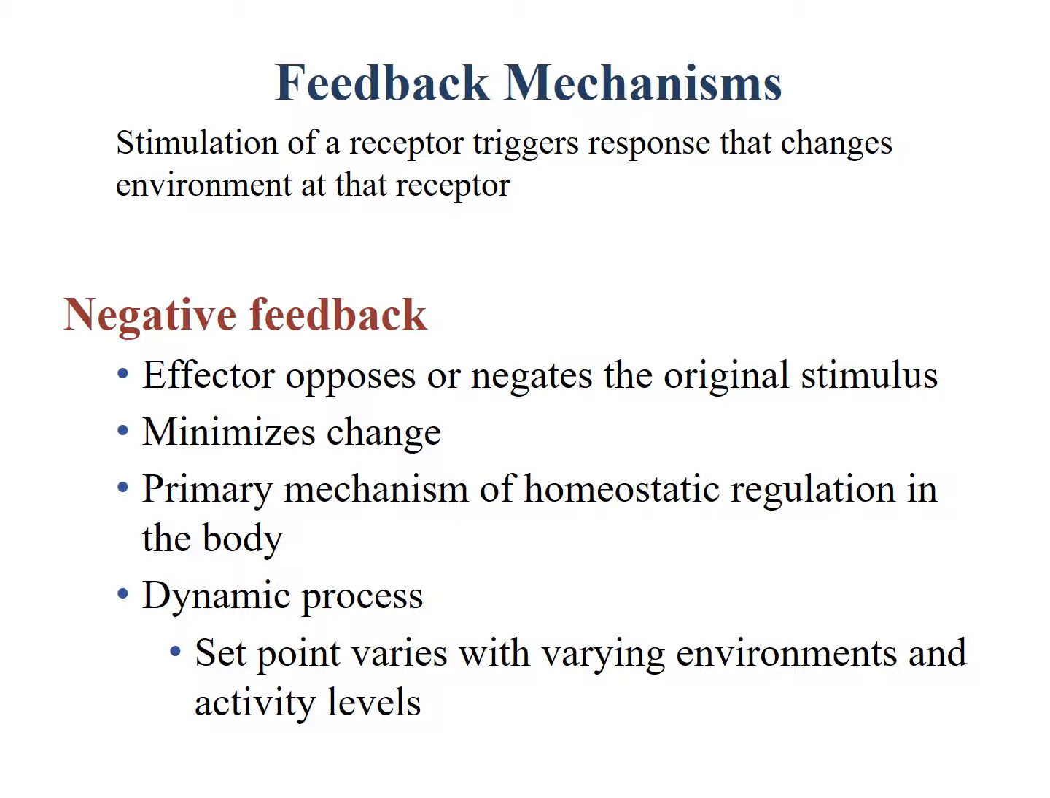So again, remember, negative feedback. Negative opposes or negates the original stimulus. This is done to minimize change, and it is the primary mechanism of homeostatic regulation in the body. It is a dynamic process. We've said this before. It is never constant. It is dynamic. The set point can vary with varying environments and activity levels. So there's a lot of different things that can change where that set point is. And you'll see different examples as we move through in a lot of these lectures. Let's give you a visual representation of negative feedback.